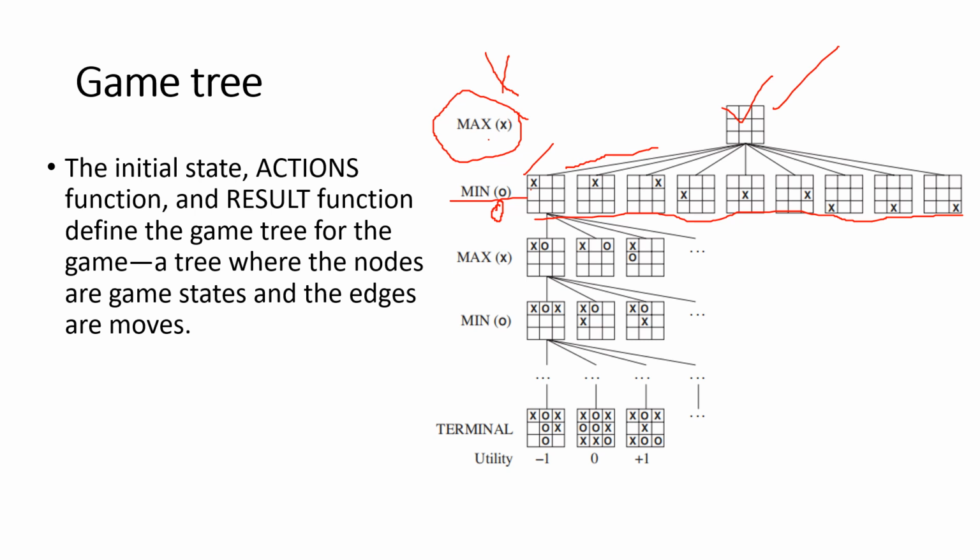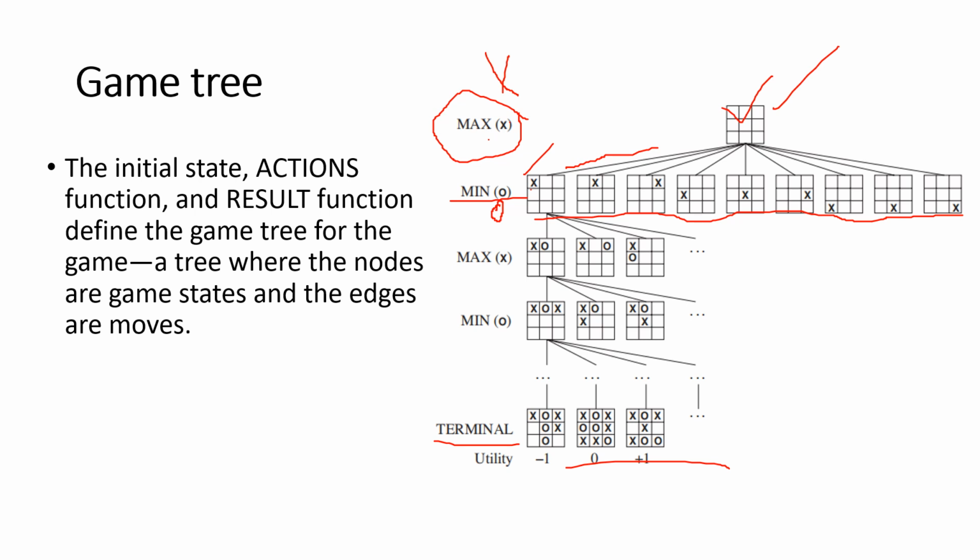Finally, we have the terminal nodes. At the terminal level, the game ends, and we have the decision: win, loss, or draw, and no further moves are possible. Here you can see the utility values -1, 0, +1. +1 means MAX wins, -1 means MIN wins, and 0 means there is a draw. These values come from the utility function.